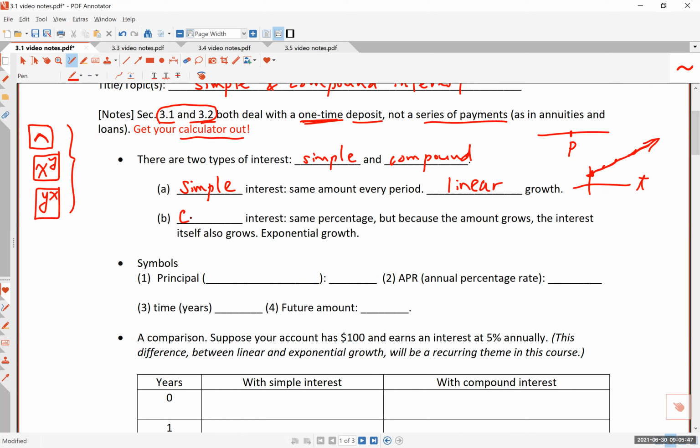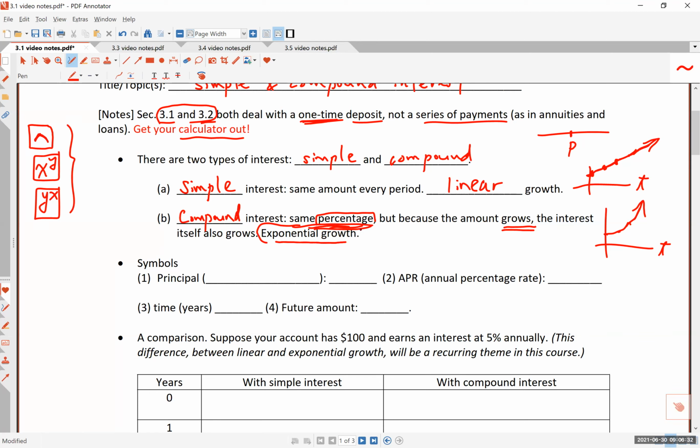In contrast, we have compound interest. What happens in compound interest is that the amount is going to increase by the same percentage, which is, of course, your annual percentage rate. But because the amount grows, after 1 year, the same percentage, not the same amount, is going to be added. So the following year, you'll have more, and then you'll have more. The base of the percentage gets bigger and bigger. So even though the percentage stays the same, the growth will be more like this, which is called exponential growth.